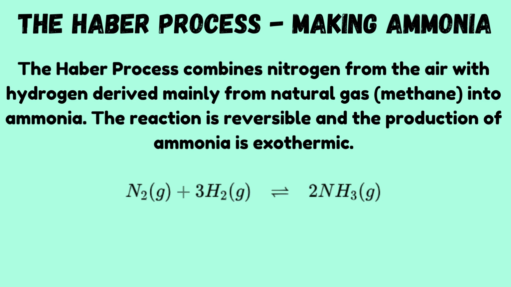Here comes the Haber process to manufacture ammonia. In the process, nitrogen from the air and hydrogen from natural gas react to form ammonia, and the reaction is reversible. The production of ammonia is exothermic.